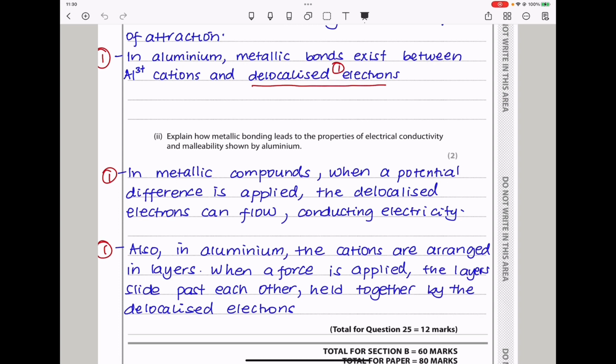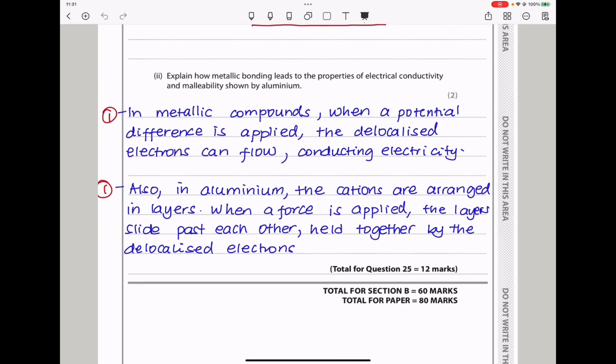These all occur because there are delocalized electrons. So I said in metals, when a potential difference is applied, the delocalized electrons can flow, conducting electricity. And also in aluminium, we know there are cations that are arranged in layers. When a force is applied, the layers slide past each other, held together by the delocalized electrons, and the structure can be reshaped. So this brings us to the end of this paper.